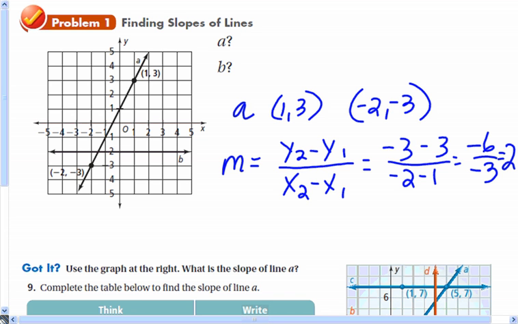So the slope of this line is 2, and we can just check that. If I put in points here, I'll notice that there's a rise of 2 for every run of 1. And that means the slope is 2.